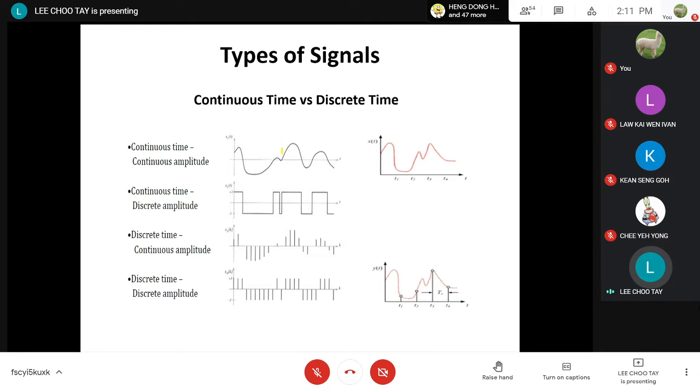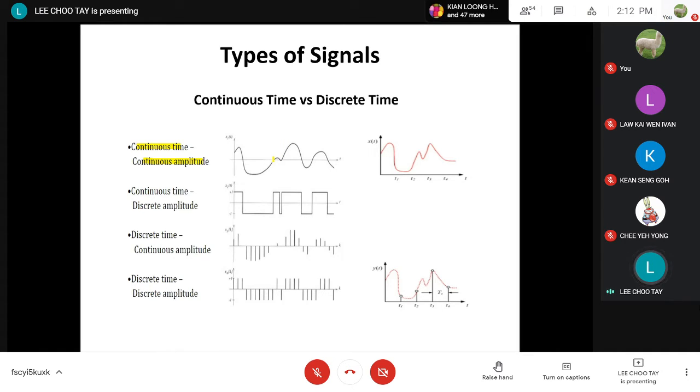So here we have four types of signal. They are different in that some are continuous in time, some are discrete in time, and amplitude as well. Some are discrete, some are continuous. The first example here are signals that are continuous in time and continuous in amplitude. Most real life signals are actually continuous in time and continuous in amplitude. That means the signal can occur at any time, last for any duration. The amplitude can be any value, can be very low, can be very high.